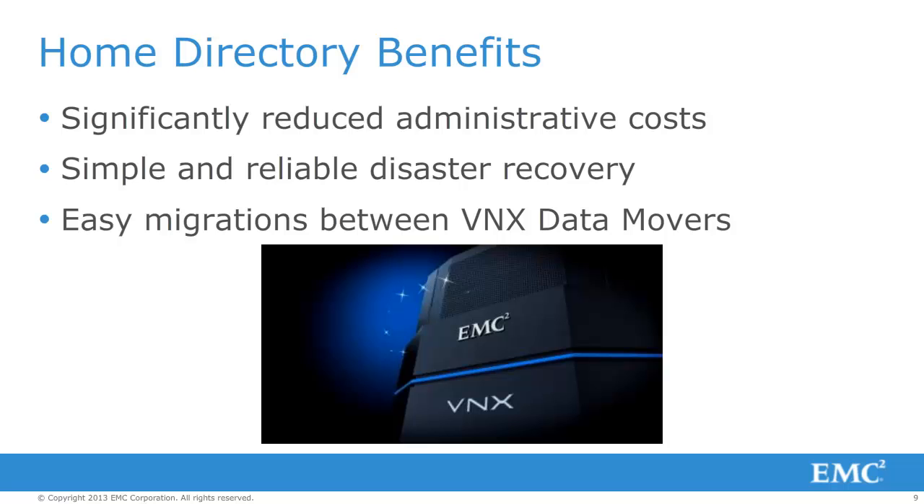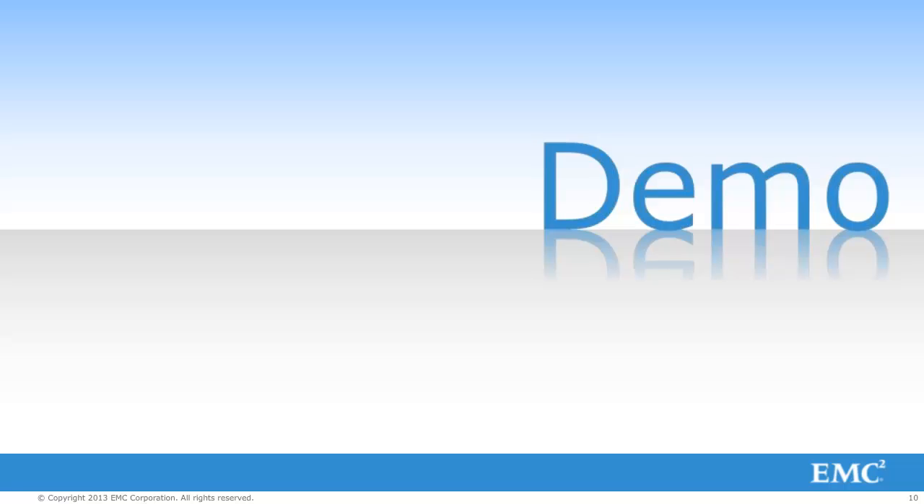In terms of migrations, a home directory database and user file systems can be migrated to a new VNX data mover with little downtime, making the transition very easy. This is contrasted with a scenario where one would have to migrate a CIFS configuration manually, which could include thousands of individual CIFS shares. We will now move on to a demonstration of using VNX Home Directory.